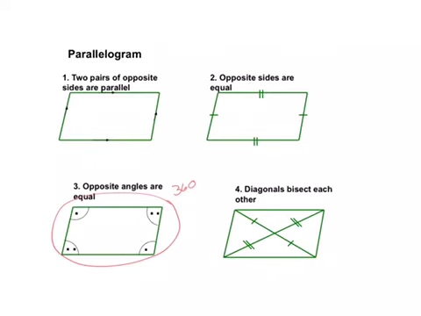Then for number 4, their diagonals bisect each other. They cut each other in half. So where they cross here, it makes equal pieces. So these little lines mean equal pieces. So let's say maybe that is 3 centimeters, that is 3 centimeters. This is saying that these are equal to each other, but not equal to the other line. So maybe this is 5 centimeters and 5 centimeters. Right, so they cut each other in half. Perfectly in half.